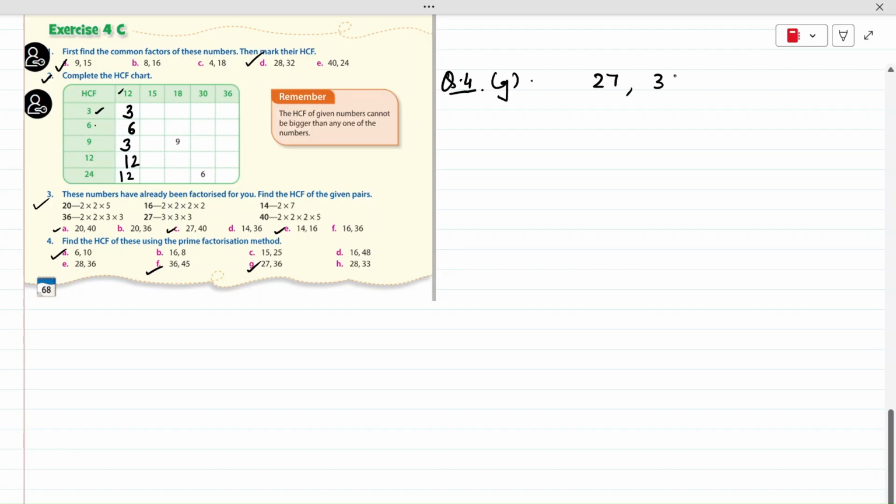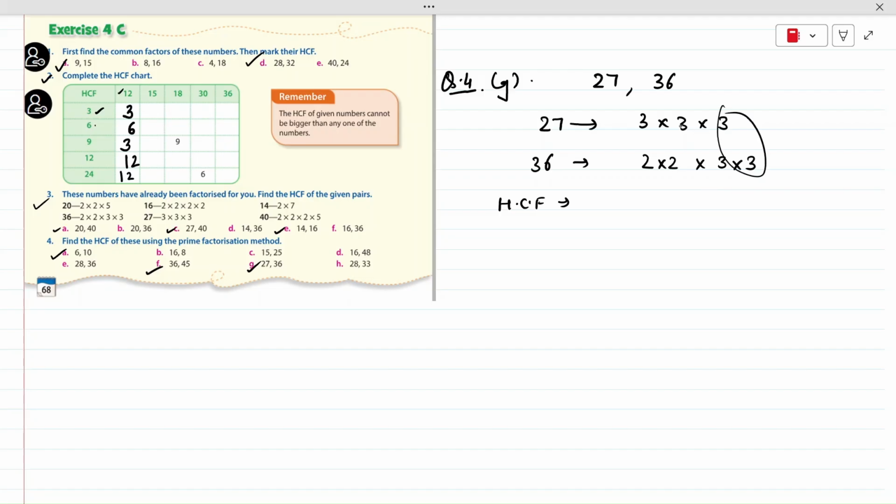27 and 36. How can we write 27 in factors? It is 3 into 3 into 3. And 36 we just saw. It was 2 into 2 and 3 into 3. Now for HCF, what do we have to do? Product of the common factors. So this 3 is there, this 3 is there. 3 into 3. That is again, the HCF is 9 here.